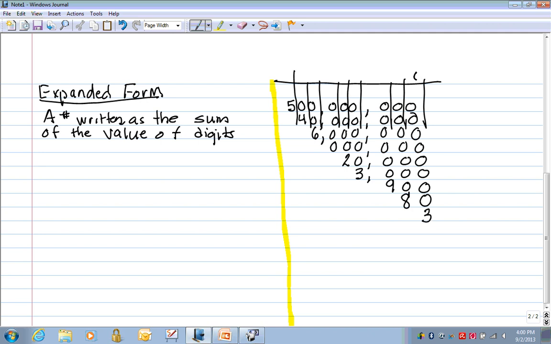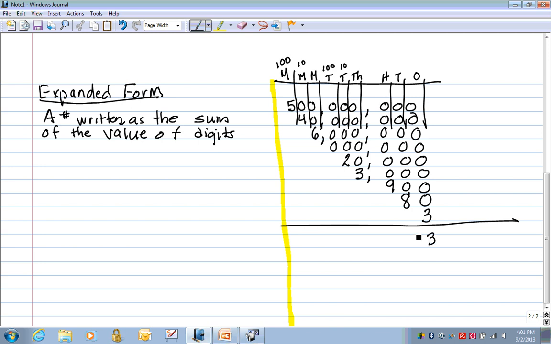So here is our ones place value, our tens, hundreds, thousands, 10,000s, 100,000s, millions, 10 millions, and here we have 100 millions. If I add all those up, that should come to our standard form number.